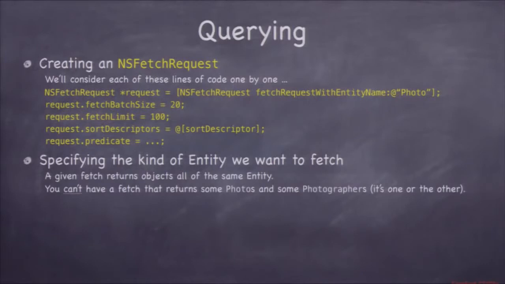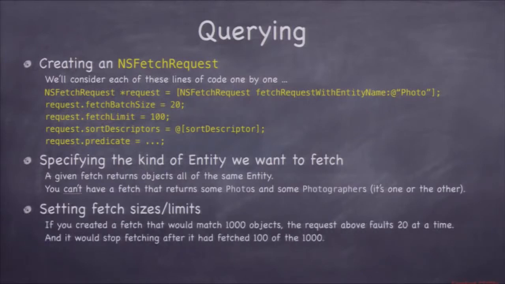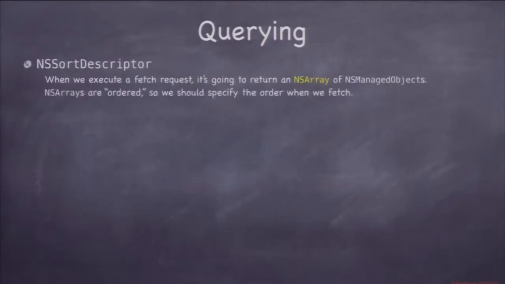Here's what a fetch request looks like. You create it with fetch request with entity name. That tells you what you're fetching. And then you can set things like the batch size and the fetch limit. They're just properties on the request. And then the sort descriptors is an array of sort descriptors. We'll talk about why that's an array. And then the predicate is an NSPredicate. So this is how you would set up a fetch request. Very simple. You can look up in NSFetchRequest how batch size and fetch limit work. I'm not going to get into the detail about that for time reasons. But I am going to focus on sort descriptors and predicate, because those are really important. So let's look at the sort descriptor.